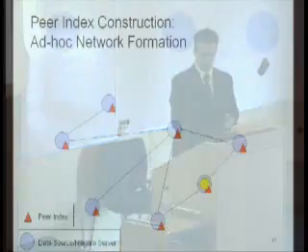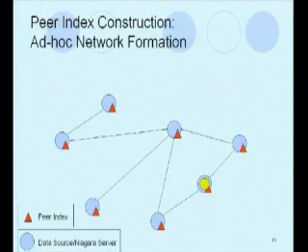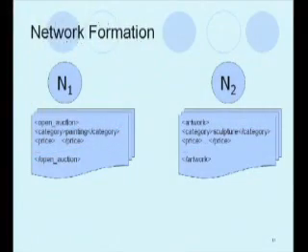So instead of just joining and becoming neighbors, nodes exchange data that allows them to build this small peer index. And this way, when you have a query at a node, you consult your peer index, and you can immediately send the query to nodes that will have results for your query. Now, I'll take you through an example of how this is actually done in the system.